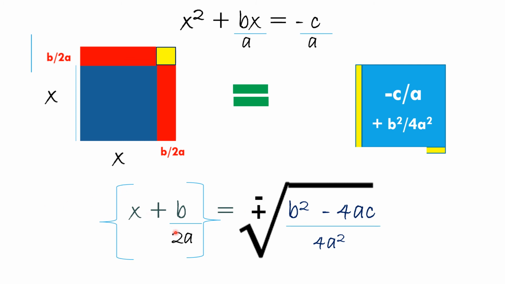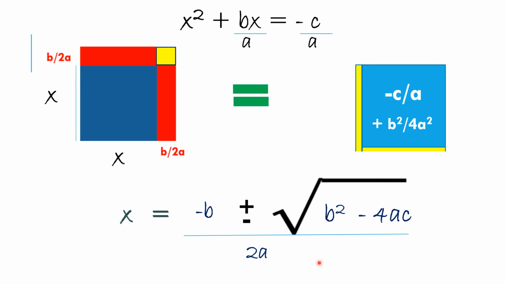Now let me take this plus b upon 2a to the other side. When you take plus b upon 2a to the other side, it becomes minus b upon 2a, and we can take the square root of 4a square as 2a. So the denominator will become the same for both terms, b upon 2a and b square minus 4ac. So we can take 2a common outside and write it like this: minus b plus minus under root of b square minus 4ac upon 2a.